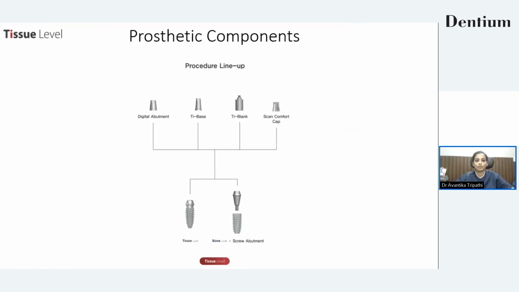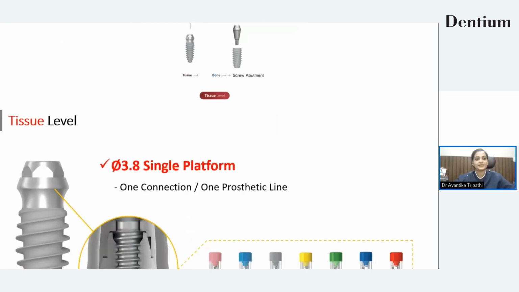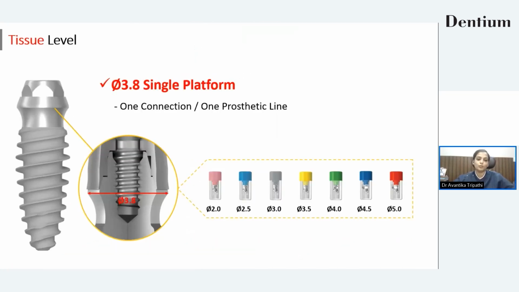Coming to the tissue level prosthetic components, they are quite similar to the bone level ones. The difference is in the comfort cap. As I showed you in the bone level implants, the internal diameter is the same, 3.3. For all the external diameter implants, the internal diameter is standard. The same is true of the tissue level implants.